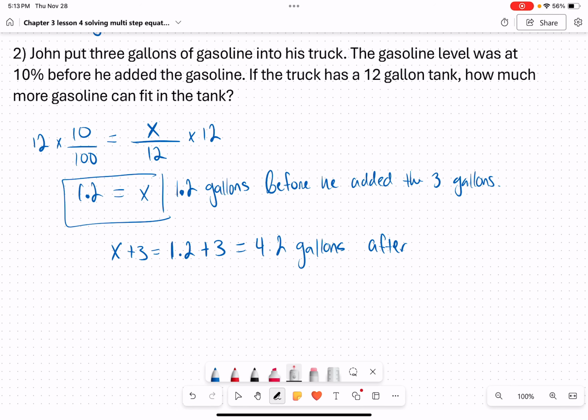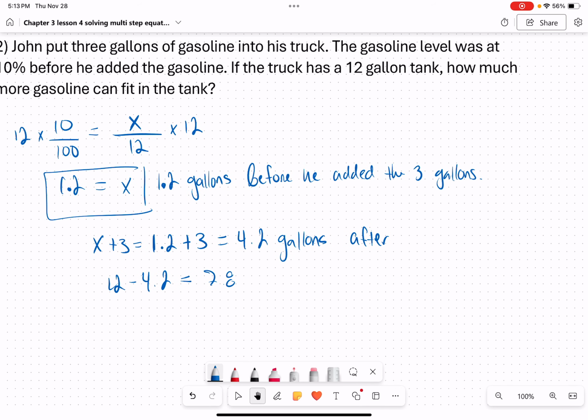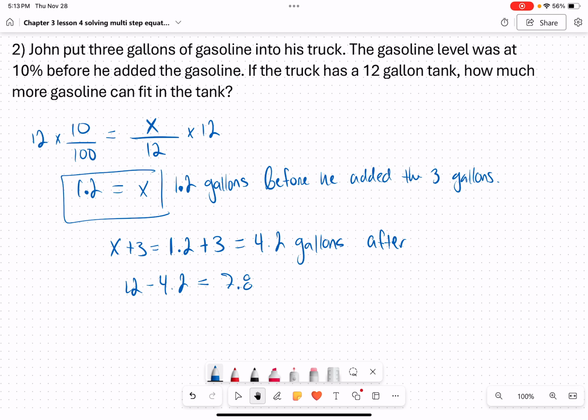But the question is how much more gasoline can fit in the tank? And that's pretty simple. That's just going to be 12 minus 4.2 gallons, which is going to equal 7.8 gallons. So John can fit 7.8 gallons of gasoline after he added the 3 gallons.